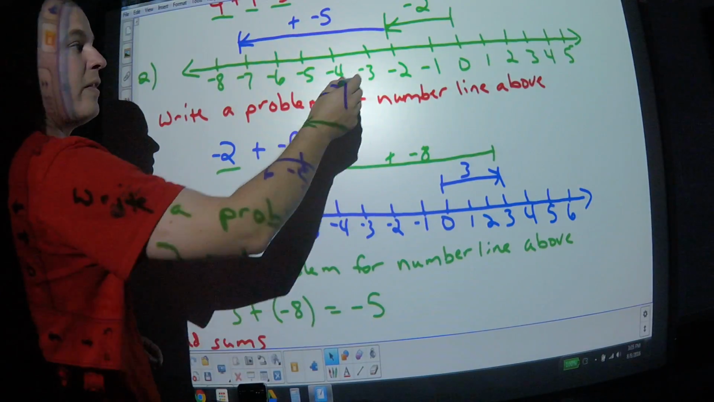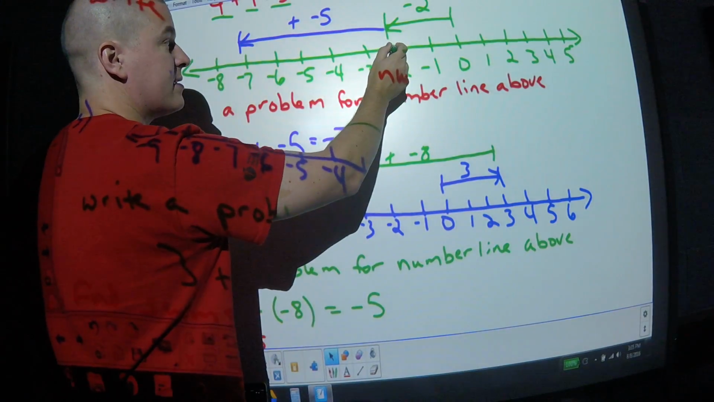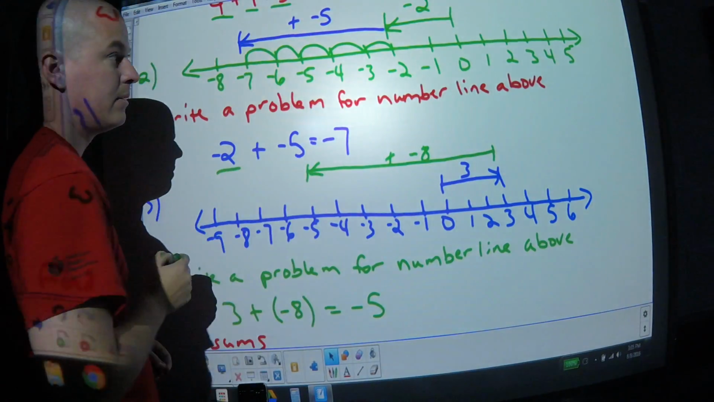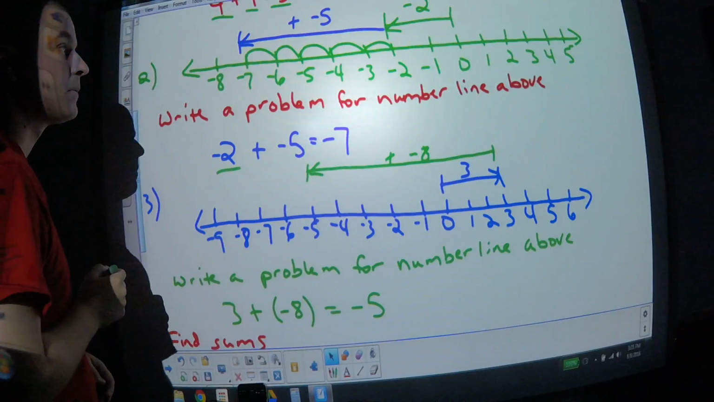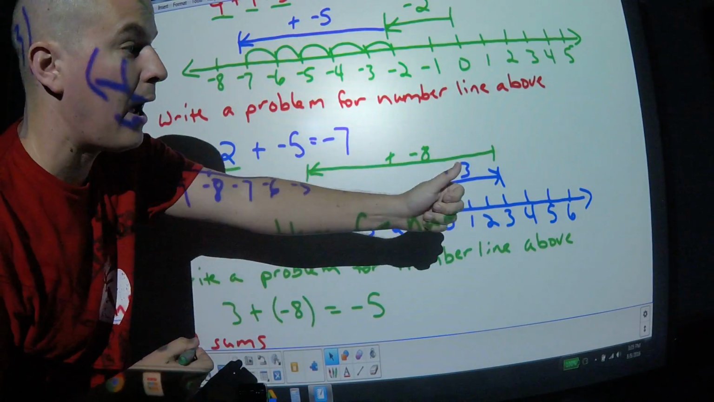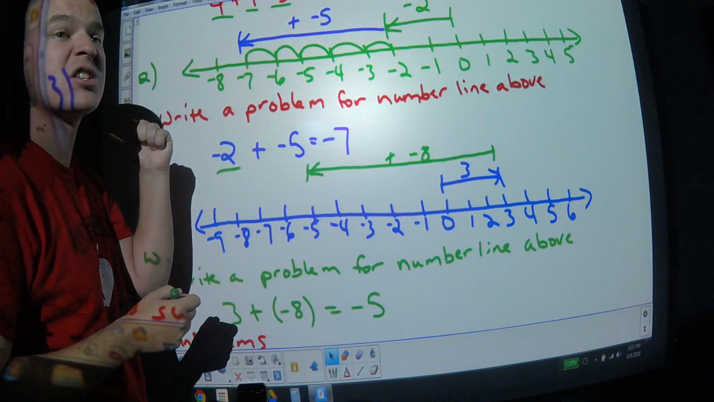And so if you're unsure of that, start at -2 and move 5 places. 1, 2, 3, 4, 5. Okay? And since it's negative, remember, since I'm adding a negative number, I move to the left. That makes my number smaller.